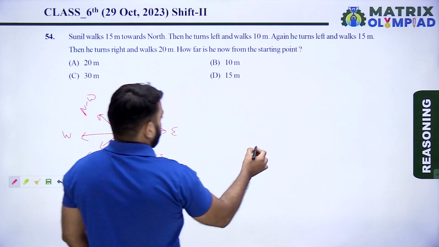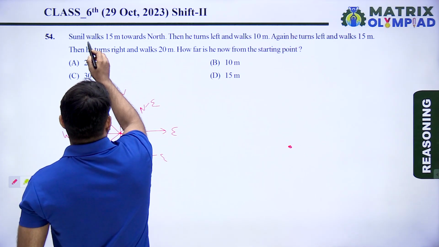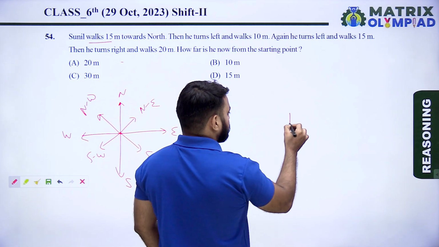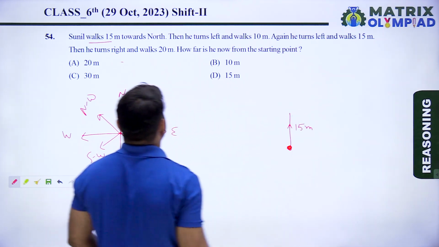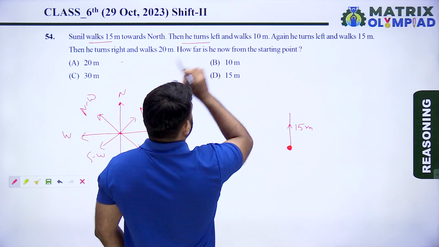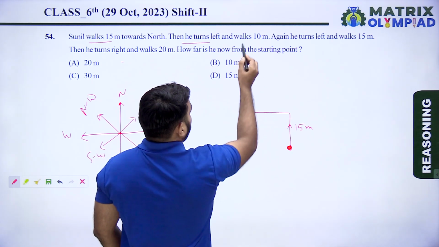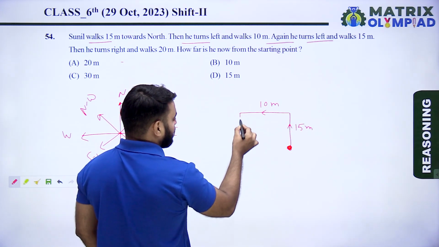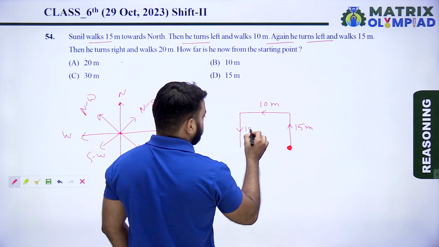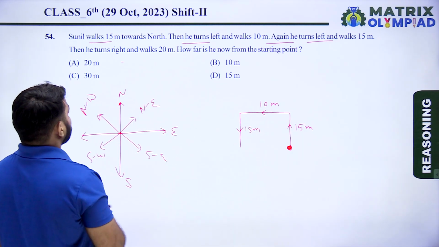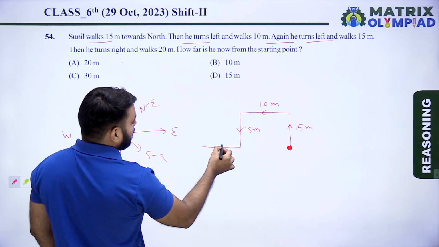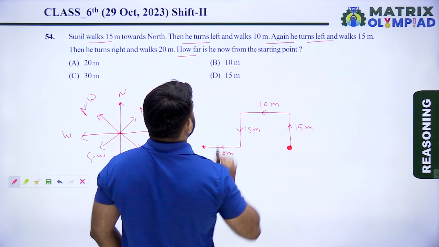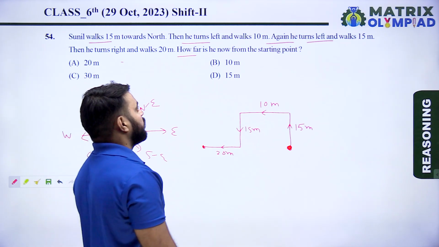So according to the question, first Sunil walks 15 meters towards north. Then he turns left and walks 10 meters. Again he turns left and walks 15 meters. Then he turns right and walks 20 meters. How far is he now from the starting point?